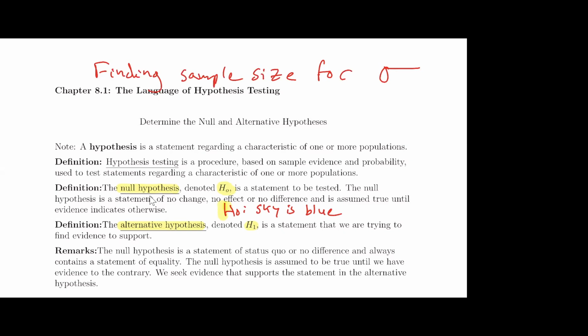So the null hypothesis will be the default. Whatever we think should be true, the null hypothesis, we're going to state that it is. So the null hypothesis is always the default. It's always the status quo. Whatever it used to be, we're going to still assume it's still that. The alternate hypothesis is what we're trying to prove. So we're trying to prove that the sky is red.